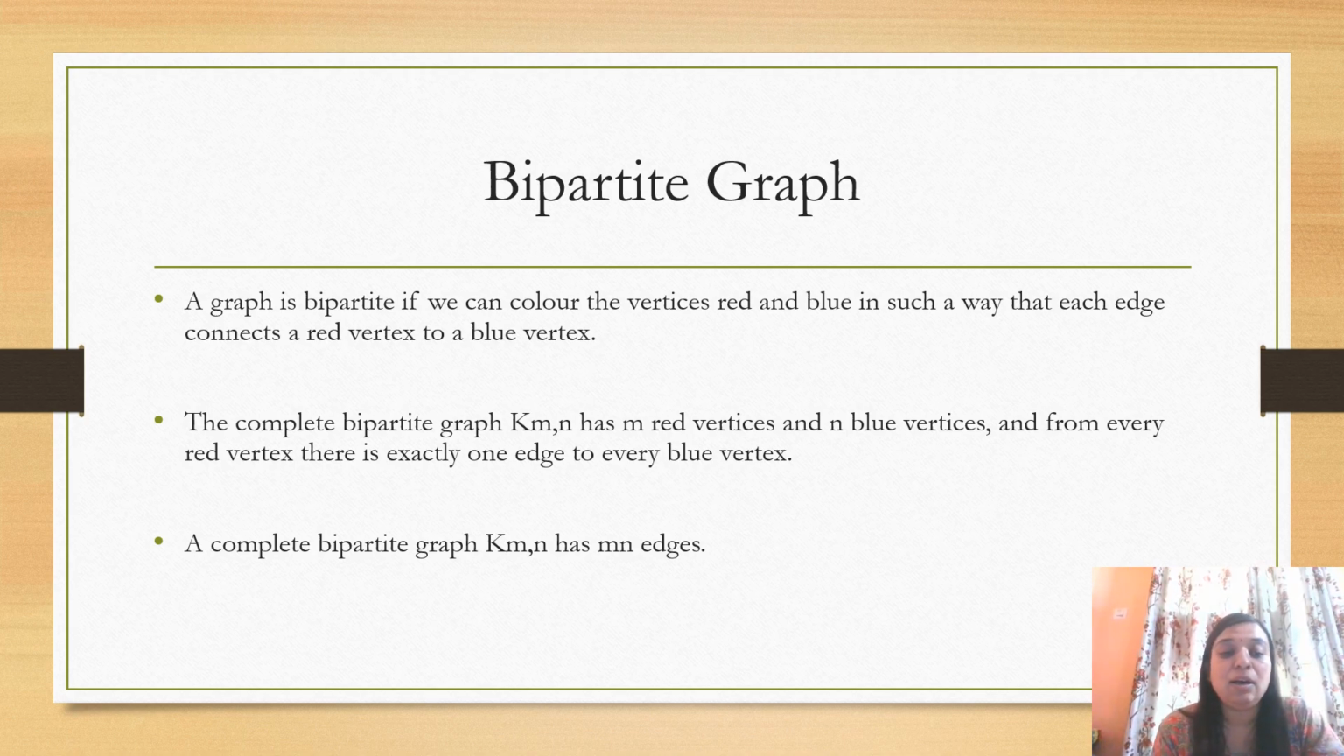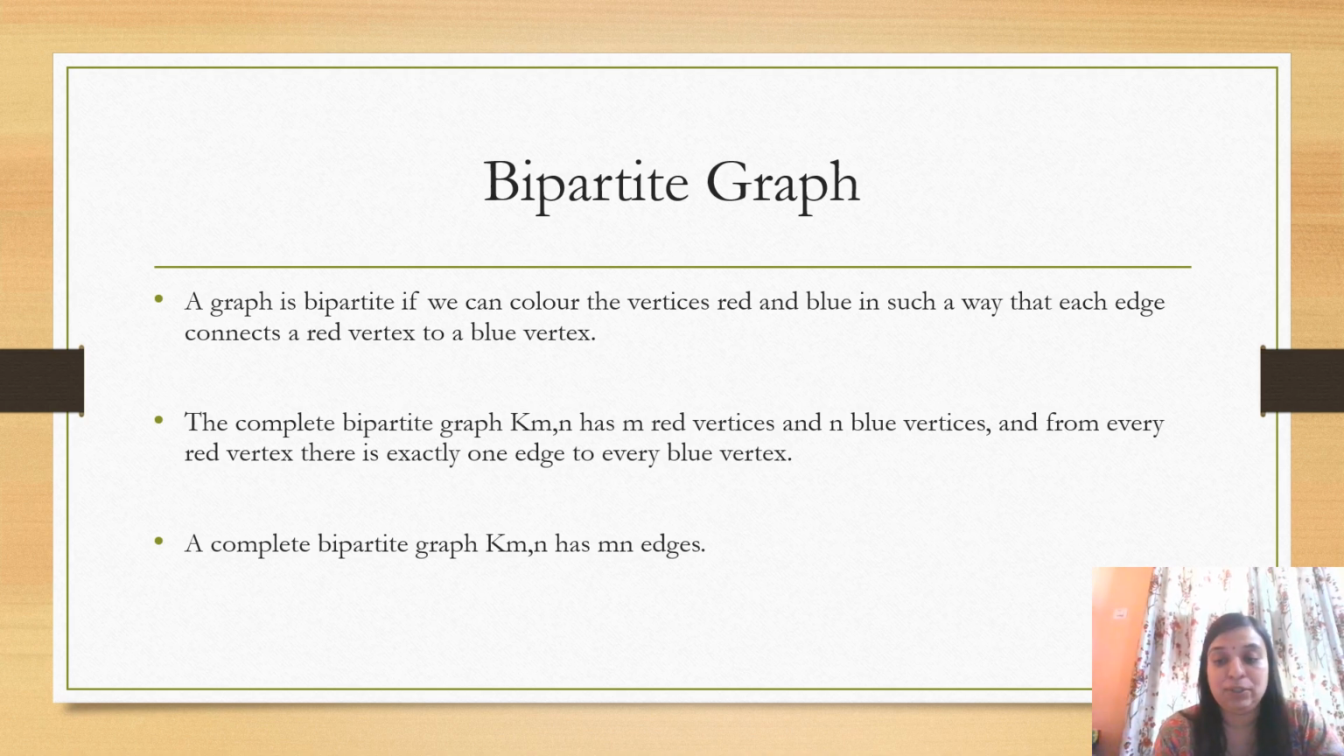So basically, a graph is bipartite if you can color the vertices red and blue in such a way that each edge connects a red vertex to a blue vertex. So here what we have done is we have made a set of red vertices and a set of blue vertices. There are no edges among the red vertices or among the blue vertices, but the edges are only possible between a red vertex and a blue vertex.